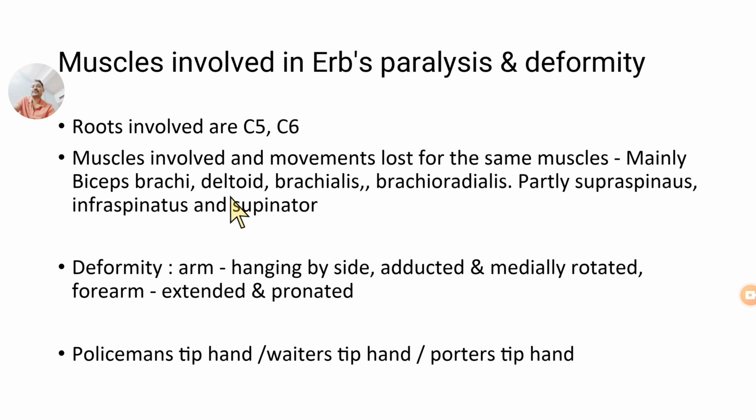That is why the arm is hanging by the side. They are not able to abduct the arm because deltoid is involved. So adduction will be the position of the arm, medially rotated, because the lateral rotators, supraspinatus and infraspinatus, are gone. And the forearm will be extended because biceps, brachialis and brachioradialis are gone. It will be pronated because supinator is gone. So all these are the deformities and the movements lost in Erb's paralysis. Such a position of the hand, hanging by the side, adducted and pronated as if to accept a tip, is known as policeman's tip hand, or the waiter's tip hand, or the porter's tip hand, all accepting the tip.